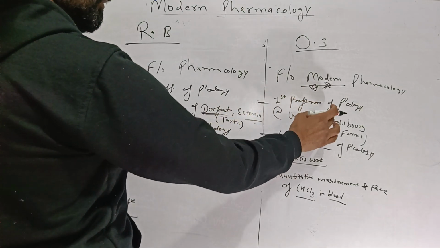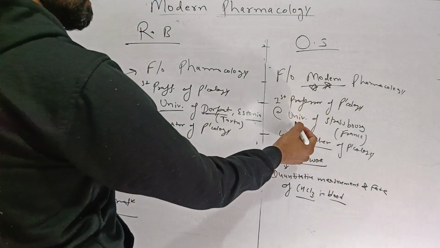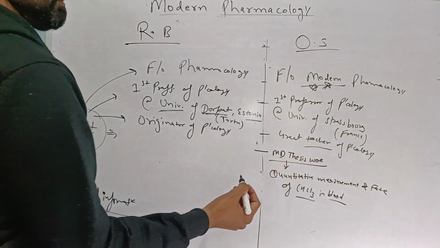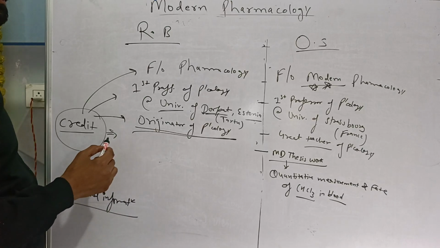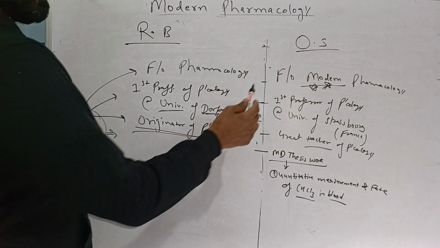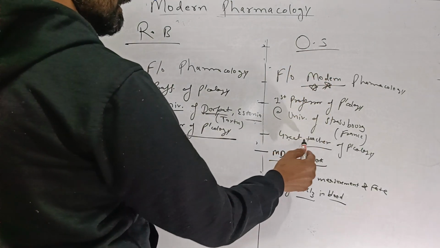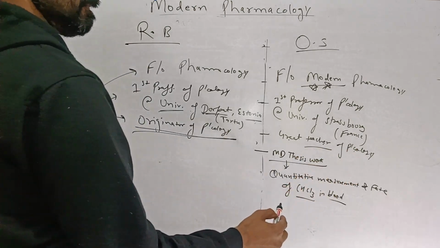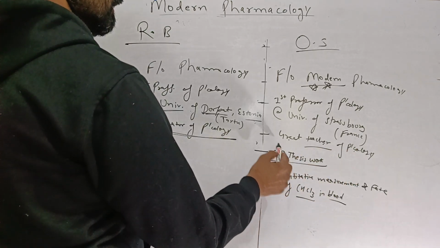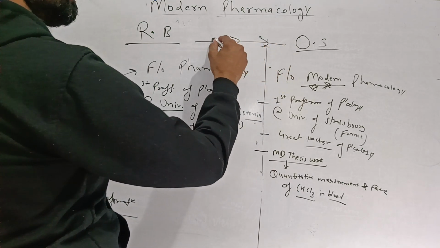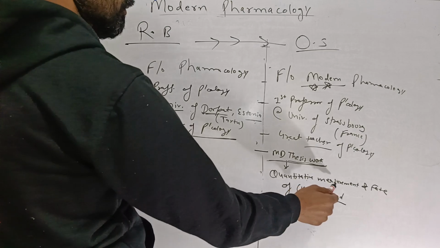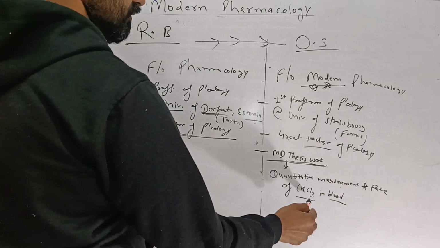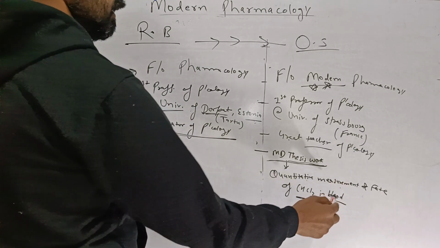He was the first professor of pharmacology at the University of Strasbourg, and he is known as the originator of pharmacology. And Oswald Schmiedeberg was a great teacher of pharmacology, and he was a student of Rudolf Buchheim. His thesis work was on quantitative measurement and the fate of chloroform in the blood.